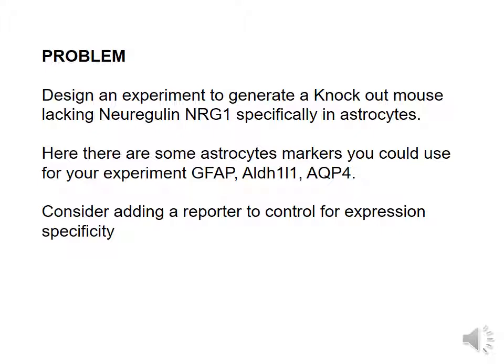Here there is a problem that we will see in class, in which you have to design an experiment to generate a knockout mouse lacking irregular NRG1 specifically in astrocytes. For that, you can use the promoter of genes that are markers for astrocytes. And here there are different examples of promoters for genes that are exclusively expressed in astrocytes. You could also consider adding a reporter to control for expression specificity.